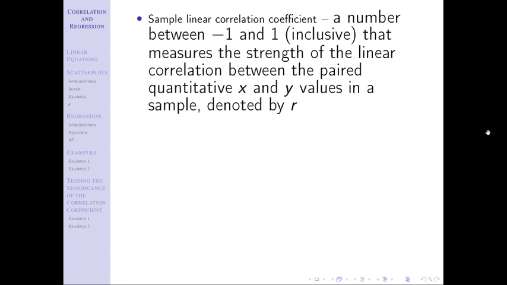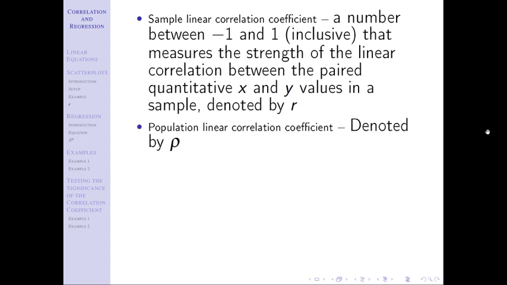Anytime those values come from a population and not a sample, we denote that by the Greek letter rho, just like you are rowing a boat. It looks kind of like a P, but that is the Greek letter rho, R-H-O.